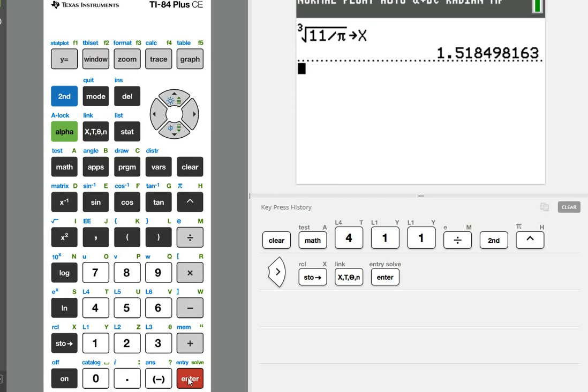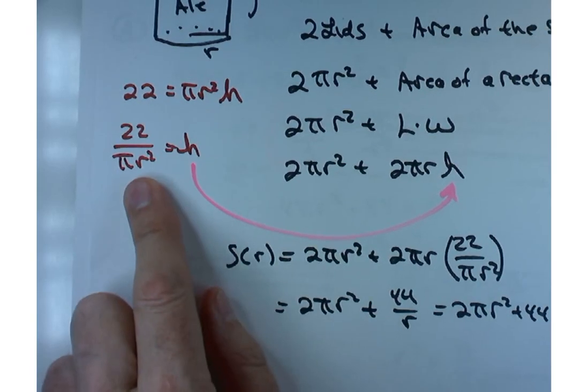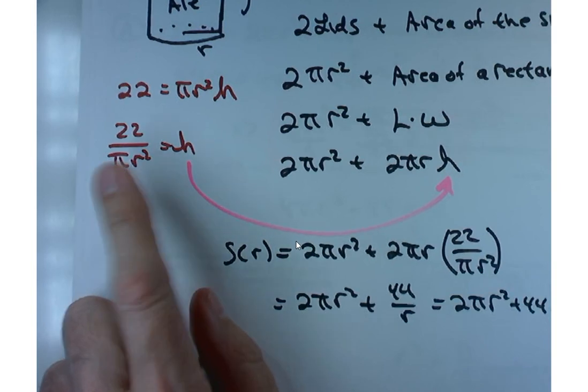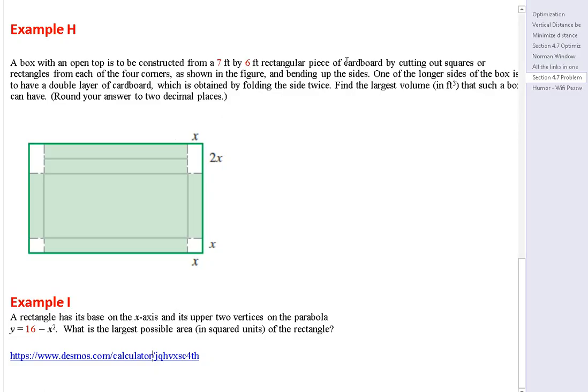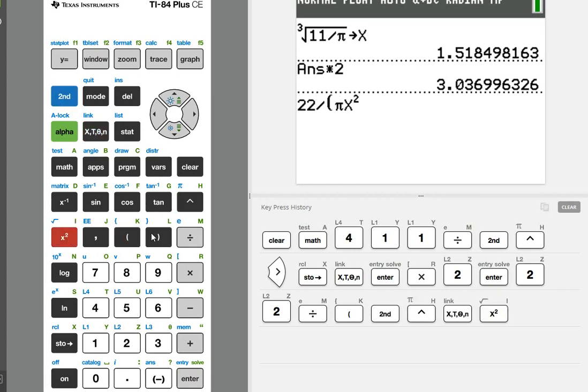Now that's the radius. I want to find the height, and then I also want to find the diameter. If this is the radius, how do I find the diameter? Times by 2. So that's the radius. Here's the diameter. Okay, let's see about finding the height. So to get the height, we're going to go back to this equation right here. 22 over pi r squared. See, this is why we stored it in our calculator, because that's just kind of a pain to type in. So 22 divided by parentheses pi and then x squared.